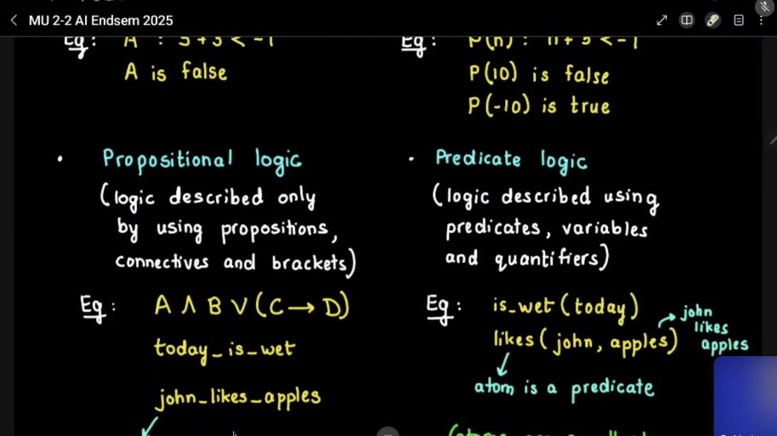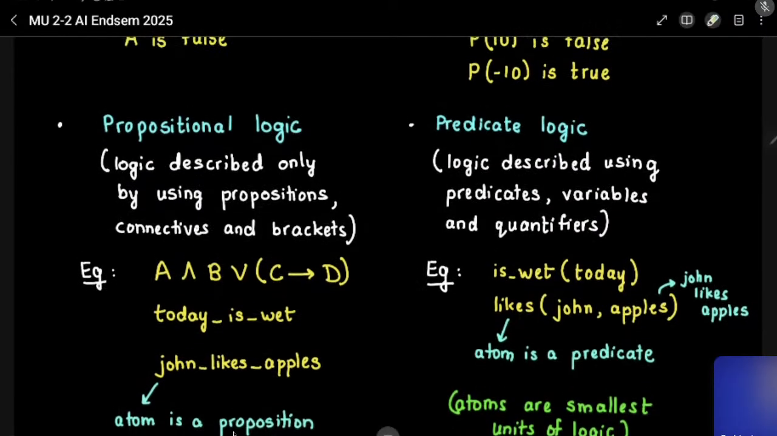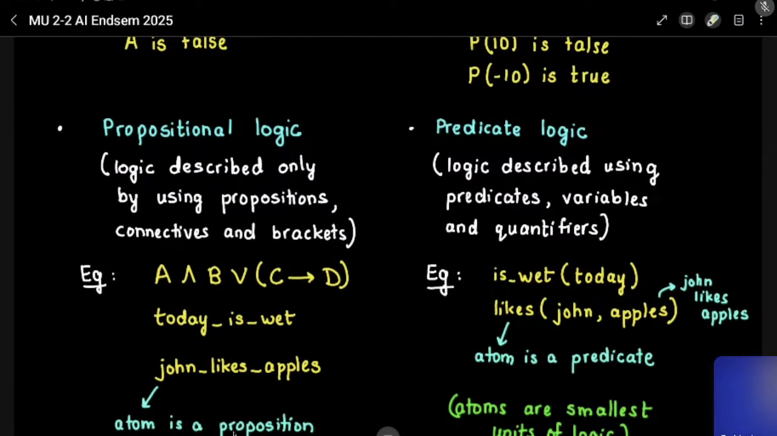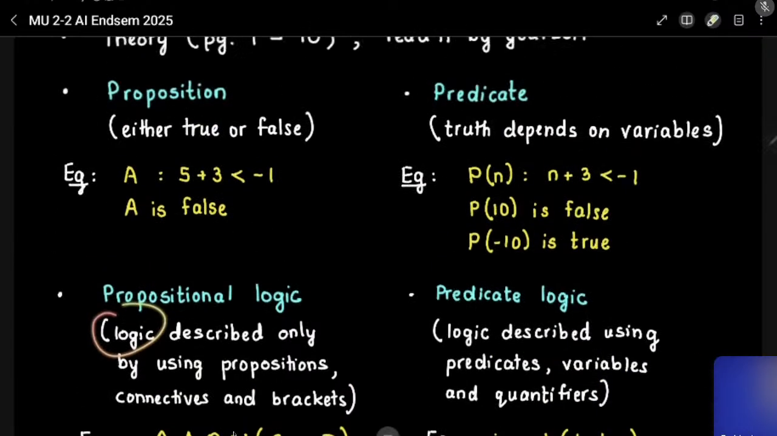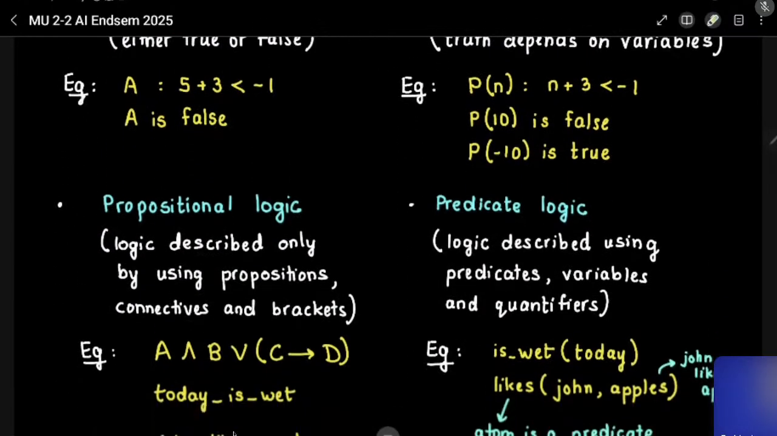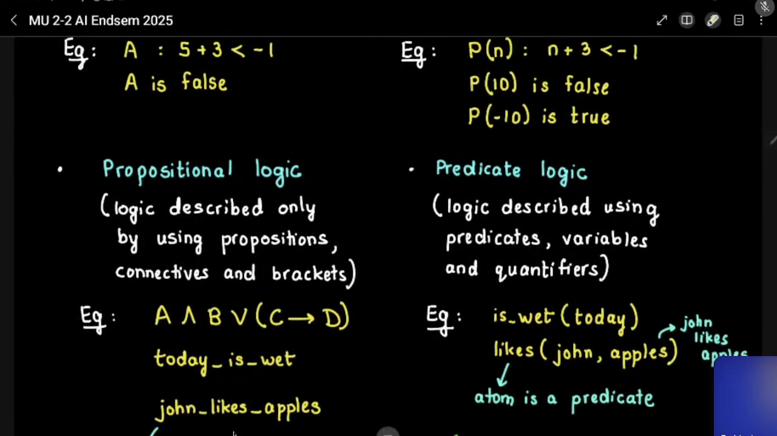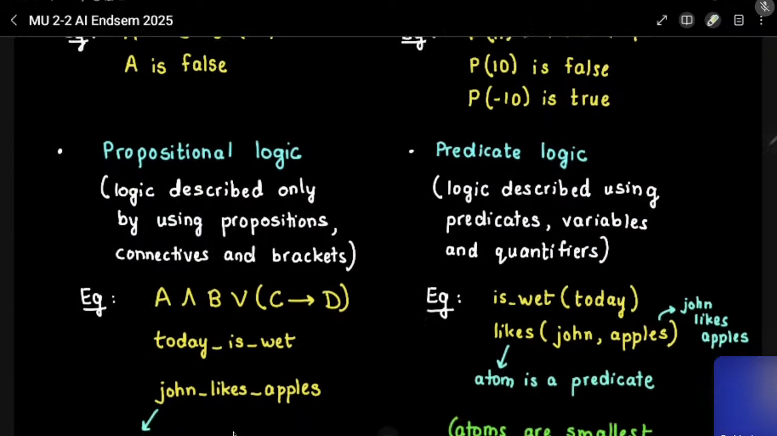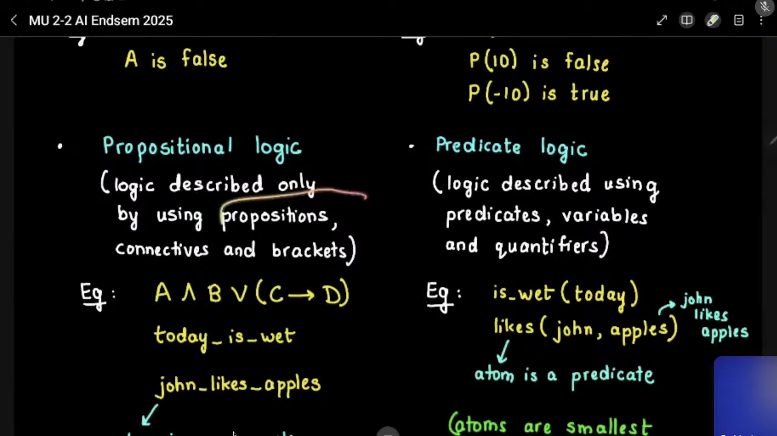So following that, you have propositional logic and predicate logic. In propositional logic, you have logic. So what is logic? That is covered in the theory, so read these first 10 pages. What is logic? Logic is covered in the theory part. What is propositional logic? Logic that is described using propositions, connectives and brackets. Connectives are basically all those: and, or, implies.